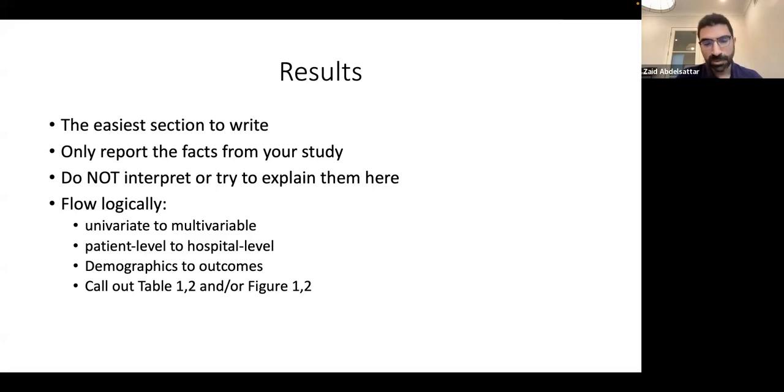Most journals have word limitations, and you just make your paper boring. You want to keep your paper interesting. You want to grab the reviewer's attention so that they read it and they don't get bored. Okay, that's super important. The results are really easy. It's self-explanatory. You just go in it.